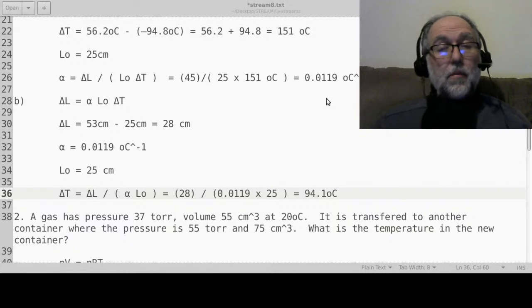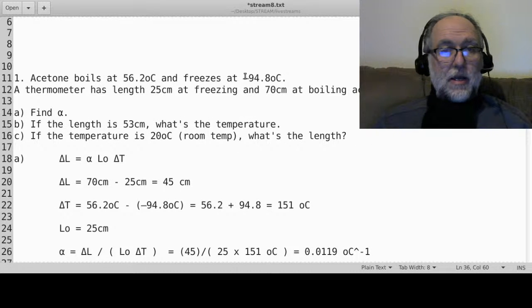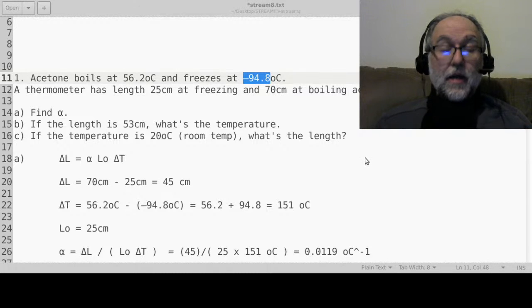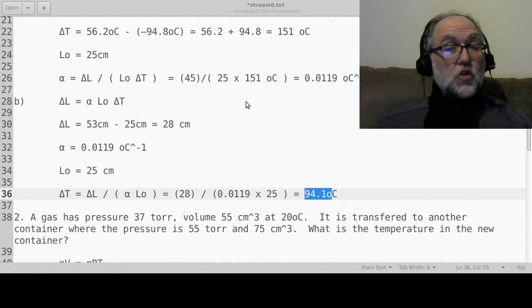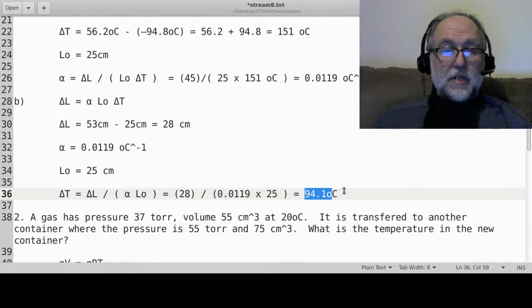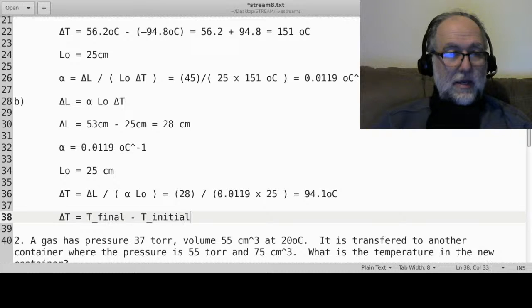So here is a typical mistake that's made. I didn't ask for delta T. I asked for the final temperature. The initial temperature is that negative 94.8. That's where it starts, and it increases in temperature by 94.1. So what's your final temperature? Let me write it out explicitly. The way you should be thinking of delta T is not your answer, but it's T final minus T initial, like that.